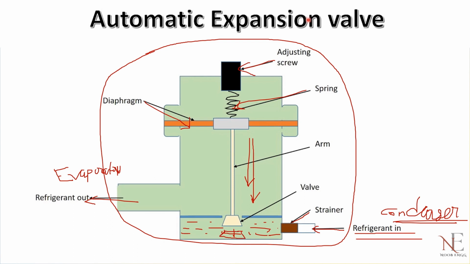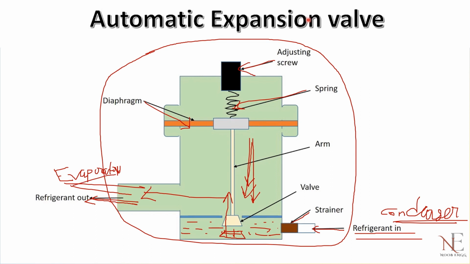But when does it come down here? When the evaporator tubes need more amount of liquid refrigerant, it goes down and the liquid refrigerant comes in, and then it moves out. Okay, this much is the functioning of an automatic expansion valve.